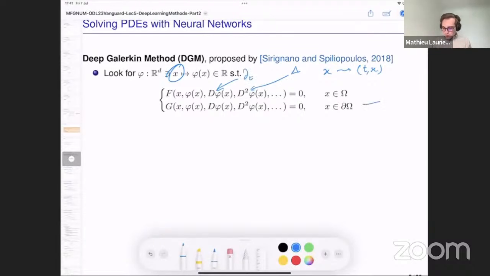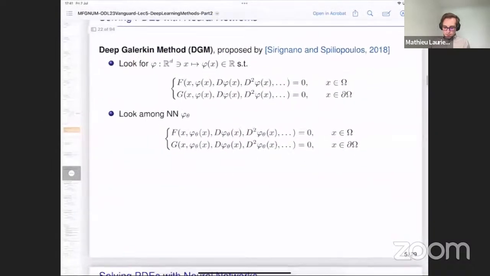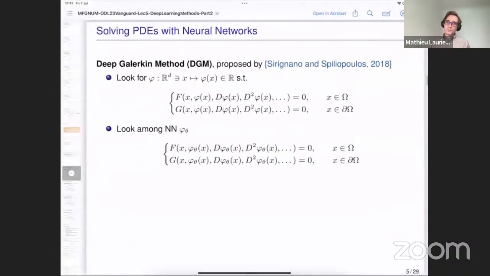You could have boundary conditions as well here on this bounded domain. So I write things in a very general way, but in principle, the method can be applied to very general PDEs. In practice, of course, every time you take a new PDE, you have to tune the architecture and the hyperparameters. So it's not so straightforward, but in principle, the method is quite generic.